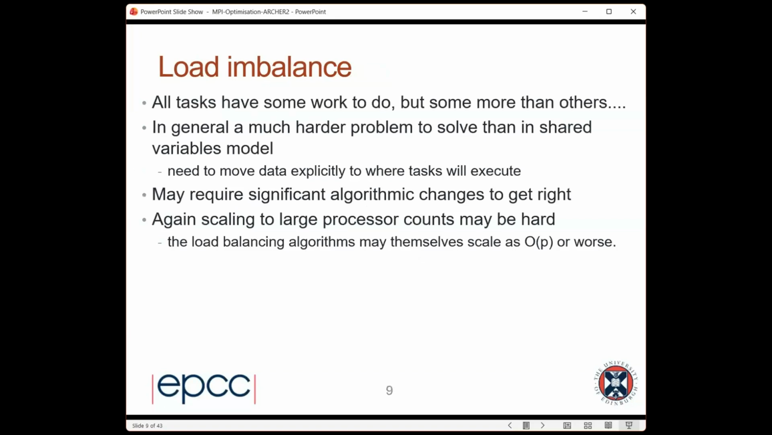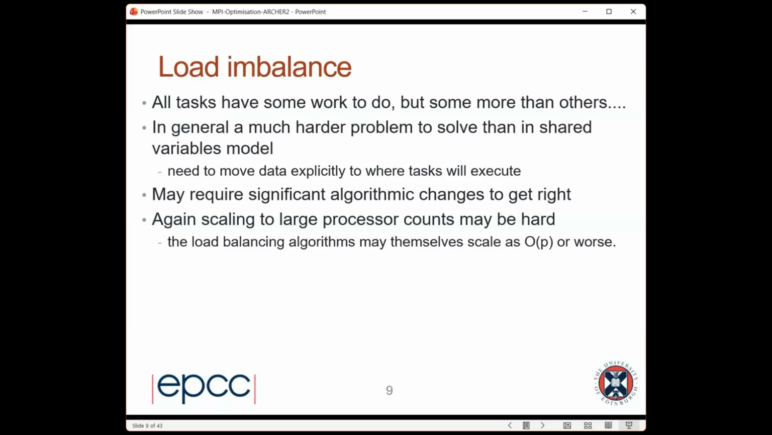Load imbalance: all tasks have some work to do, but some more than others. This is really quite a difficult problem to solve in distributed memory. In shared memory with OpenMP it is relatively straightforward, because all the data is there in shared memory, and there are directives, such as dynamic scheduling, that natively help your load balance. The problem with message passing in MPI is that when you move the work, you have to move the data.